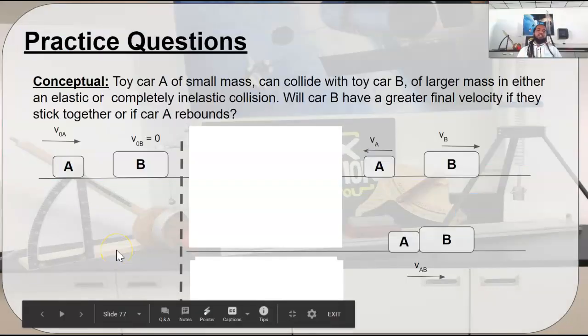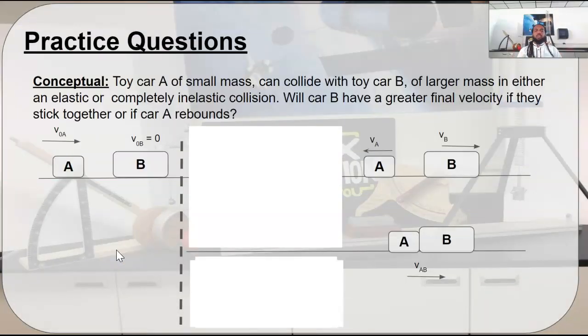Okay, so here's a pretty common type of conceptual question regarding momentum. We have two cars, a small one and a large one. They can collide either in an elastic or inelastic collision. We want to know, when will car B have the greater final velocity? Will it be when they stick together, or will it be when car A rebounds? Car A is the smaller one, and that's the one that's moving initially.